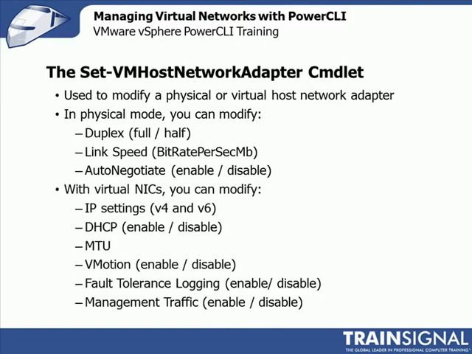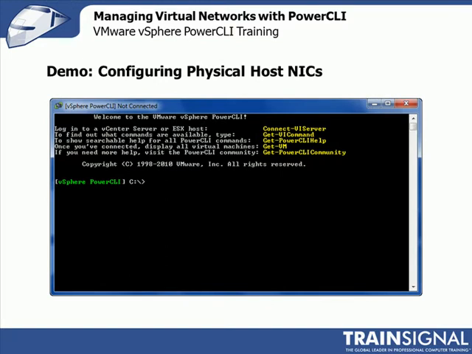Virtual NICs have different things that you can modify. We've got your IP addresses, DHCP, whether that's on or off, the MTU, which is maximum transmission unit, vMotion, whether you can pass vMotion traffic on this virtual NIC or not, fault tolerance logging, and management traffic, and those are also Boolean switches off or on. So a lot of different things you can do with this commandlet, and I'm going to show you a demonstration of how you can configure your physical host network adapters right now.